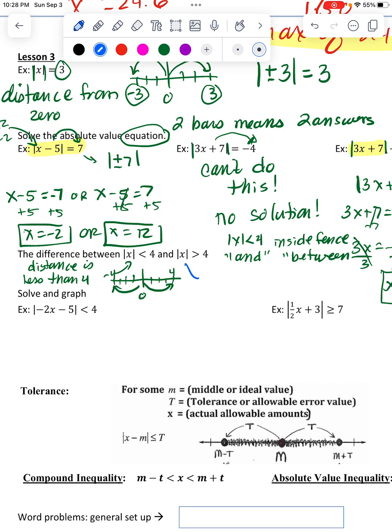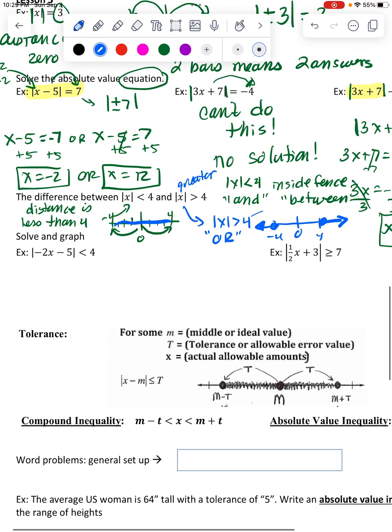Whereas if I have this, absolute value of x is greater, or I sometimes think of it as greater, because this is going to turn out to be an or situation. This is saying your distance is more than 4. So if this is 0 and here's my 4 and my negative 4, you're interested in the things that are out here, not the things that are in between, the things that are beyond that 4 and negative 4. So that's going to be an or problem. So when you set this up, you're going to have to do or problems.